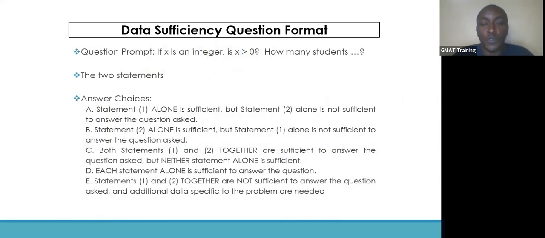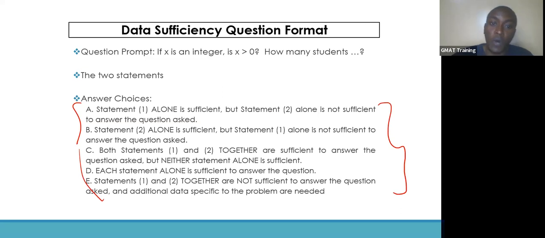First, I would like to introduce the data sufficiency question format once more, and especially the answer choices that you need to have on your fingertips. A: statement 1 alone is sufficient. B: statement 2 alone is sufficient. C: both 1 and 2 together are sufficient. D: each statement alone is sufficient to answer the question. And E: statements 1 and 2 together are not sufficient to answer this question.